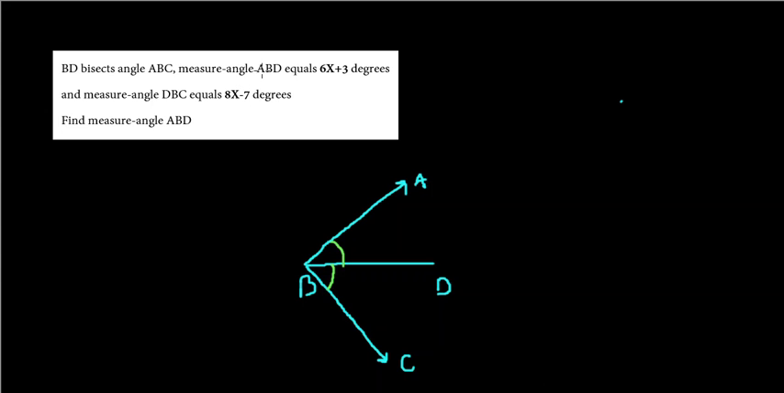So now they give us the information. Measure angle ABD, which we talked about, is equal to 6x plus 3. So this angle is equal to 6x plus 3 degrees. And now they give us measure angle DBC is equal to 8x minus 7. Alright, so we have all the information. We want to find what measure angle ABD equals.